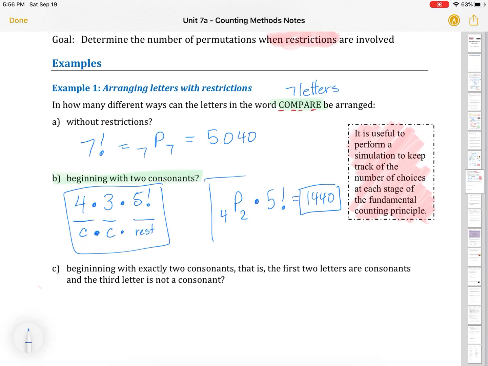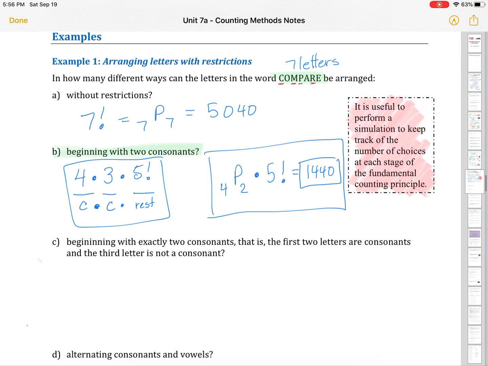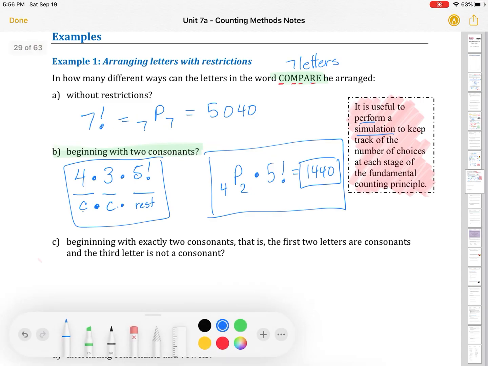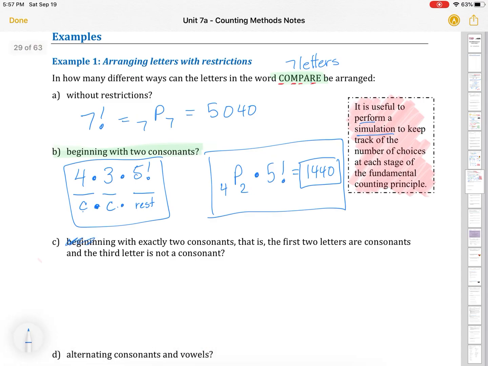So there are 2 different ways to do it. You can set it up as 4 times 3 times 5 factorial, or you can set it up with your permutation times your factorial. Both will get you the same answer. But it's very useful to do a simulation, which is what the consonant, consonant, times the rest of them would give you.